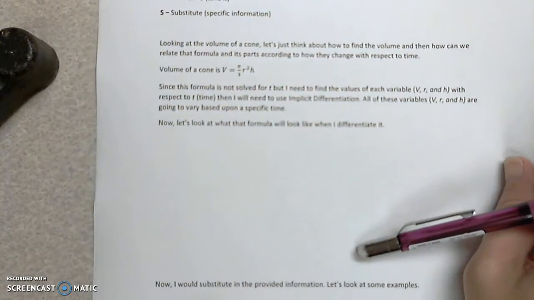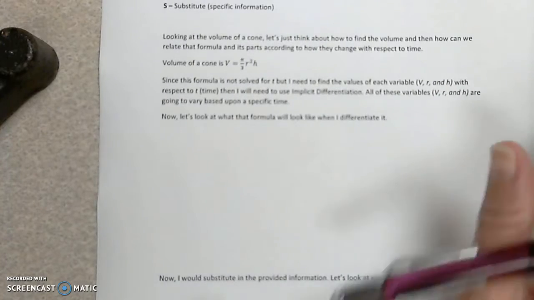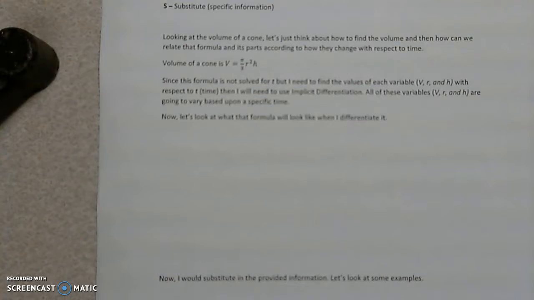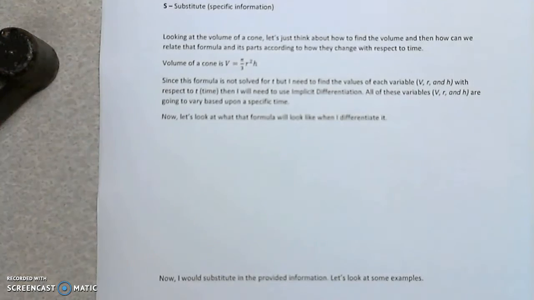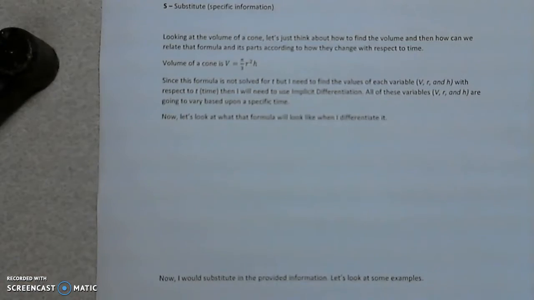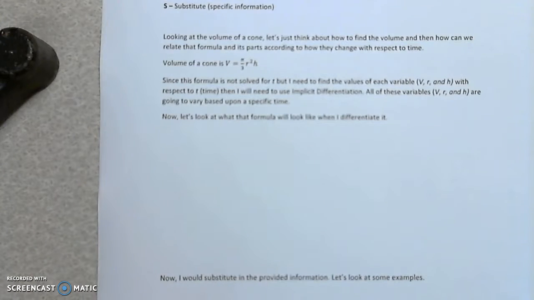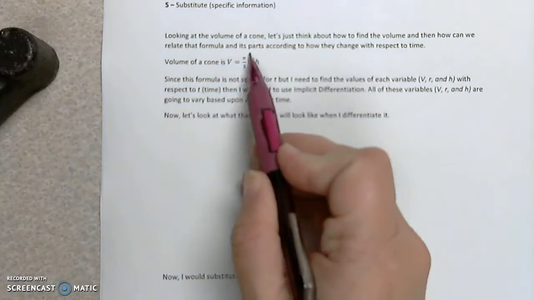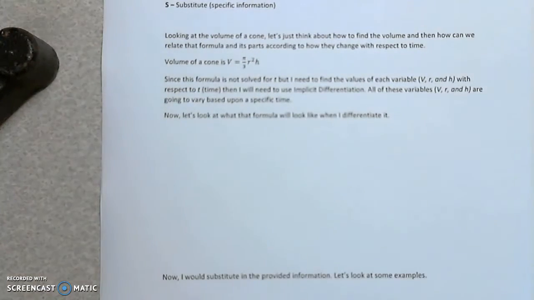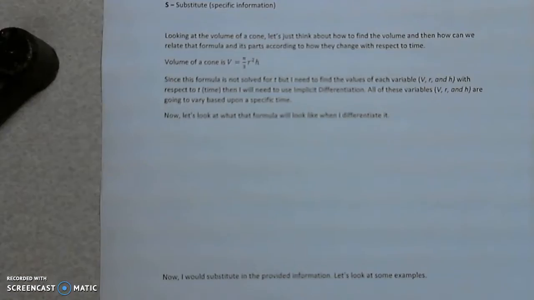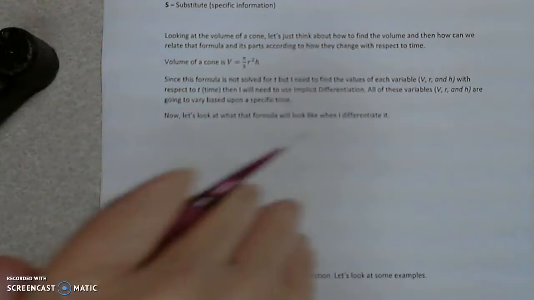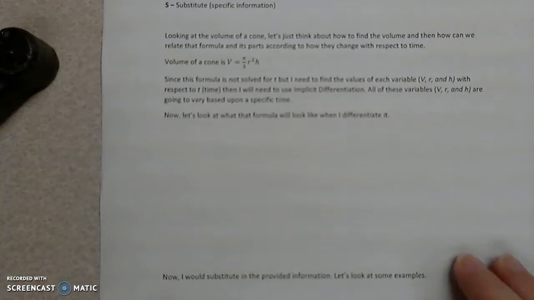Now, we're going to look at the formula for the volume of a cone, and I want to show you how, if I want to know how things change according to time, I'm going to have to take the derivative with respect to time, but notice there's no t variable in my formula. So I just want to work through the formula and let you see what the derivative looks like, and then we'll go back and actually do some examples that are maybe a little less complicated.